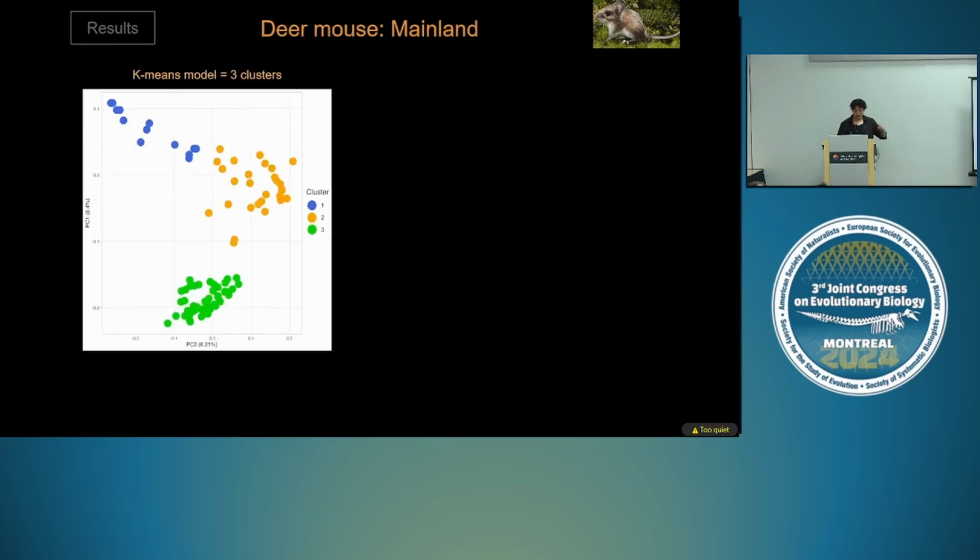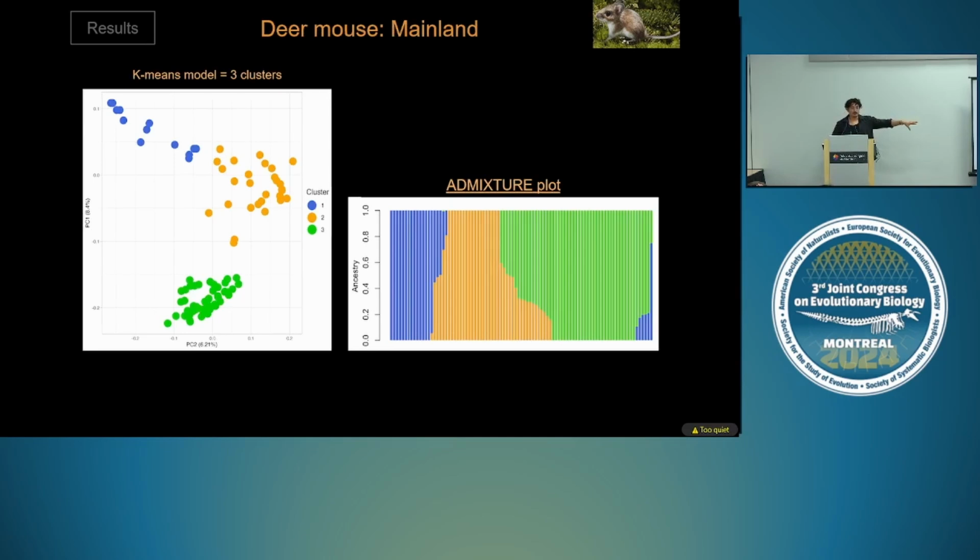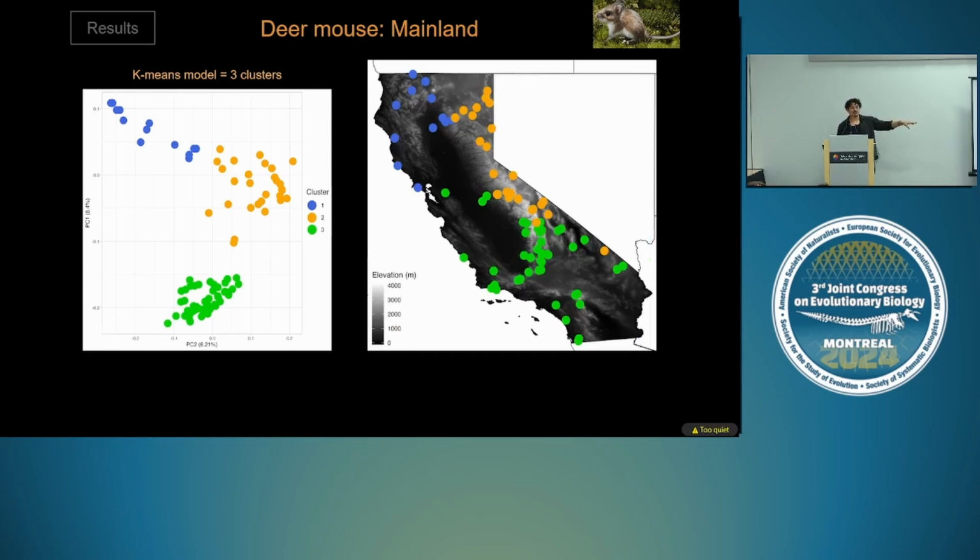If we zoom into those mainland samples, this is the picture that comes out: 3 genetic clusters that are all corroborated by admixture as well. If we plot all of these data points across the map, we see they're all geographically distinct across the state of California. And then we can turn back the page to what we already know about deer mice diversity across the state to make sense of this phylogeographic pattern.